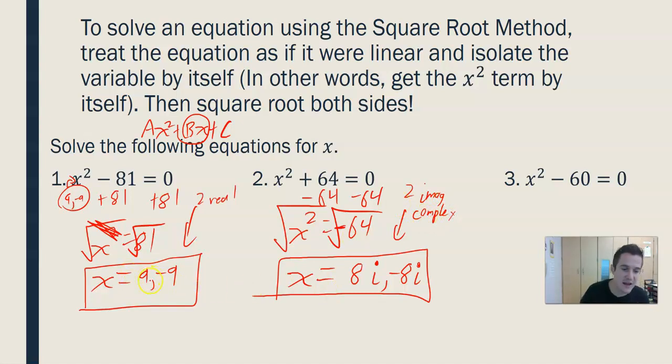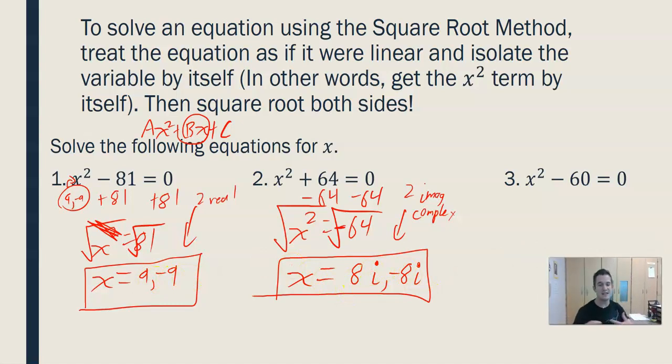And notice again, I have 9 and negative 9, 8i and negative 8i. With these, that's how it's basically going to be across the board. We'll see this as we continue to go along. But that's how I solve these types of equations. I get my x squared term on one side, everything else on the other side, and square root both sides.